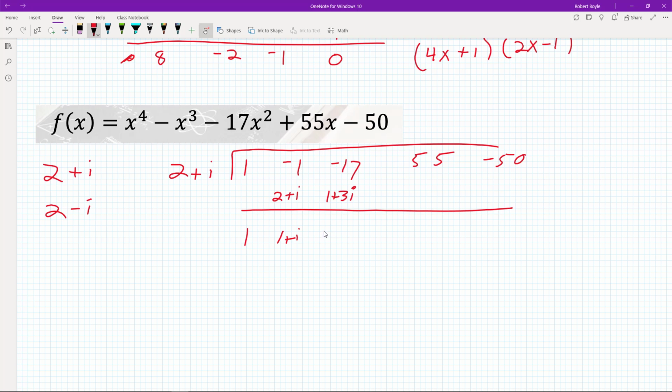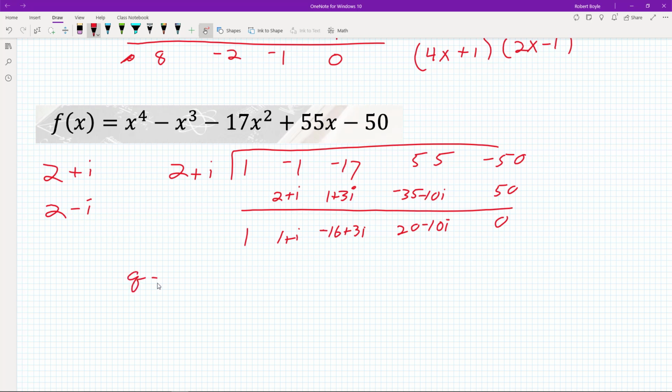-17 plus 1 plus 3I is going to be -16 plus 3I. 2 plus I times this will be -35 plus -10I. 55 minus 35 minus 10I is going to be 20 minus 10I. And then finally this will add to 50, and we have a 0.